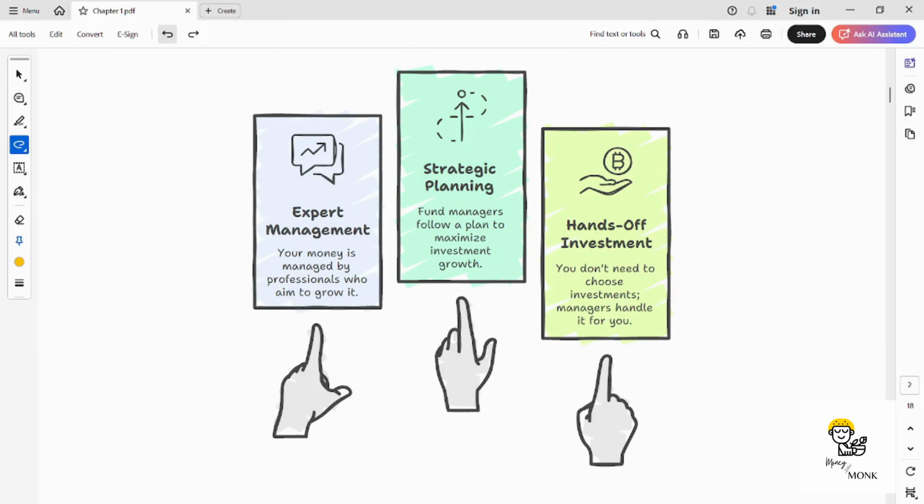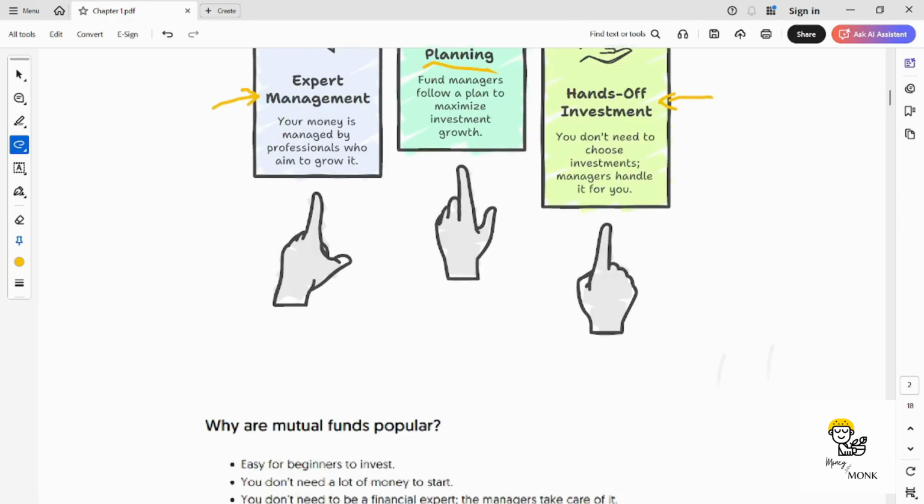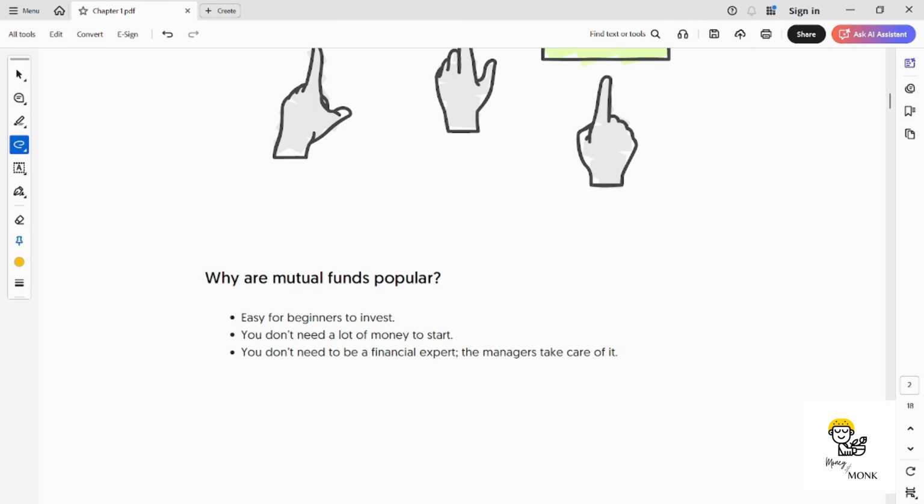Moving on to the next, here's a little diagram. So here are the benefits. The first one is expert management: the fund managers manage your money, your investment. Second, strategic planning: mutual funds usually stick to their strategy, their investment objective. And the third one is hands-off investment, which means you don't need to choose investments. Managers do it for you.